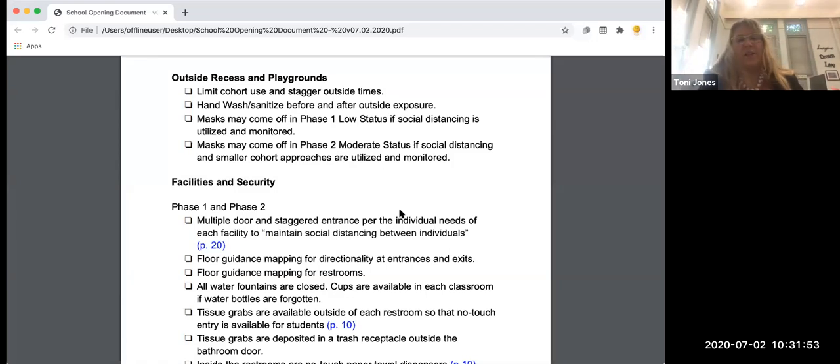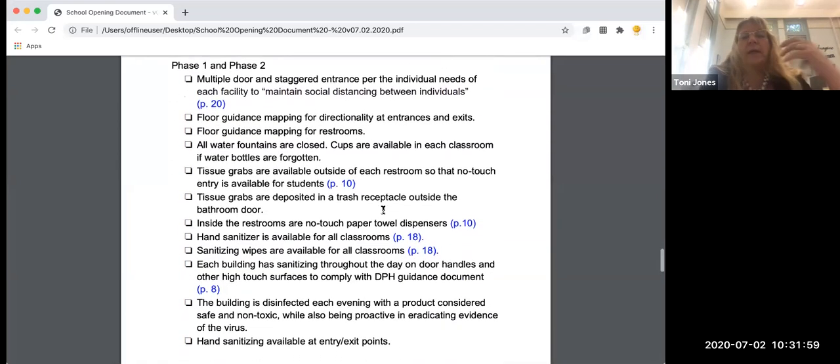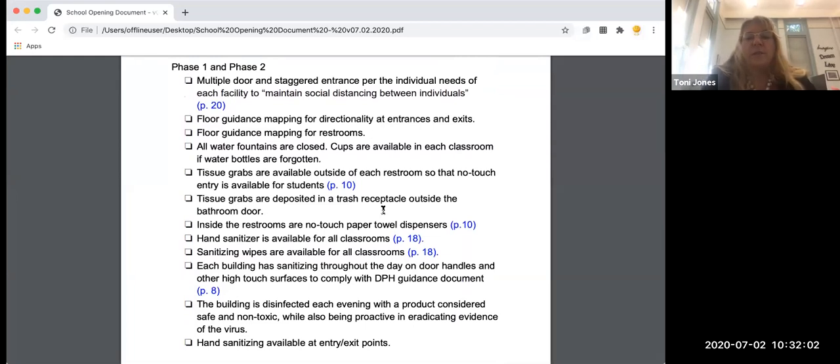For facilities and security, this is for phase 1 and phase 2. And again, a lot of these are requirements for us. The multiple door and staggered entrances for each facility. And again, this is to maintain social distancing between individuals. So the document in this instance doesn't say we must use multiple doors, but that's part of the guidance, that's one way you can maintain social distancing. So again, this will come back to each building, because all of our buildings are structured differently. They have different numbers of entry and exit points. And it could be a classroom that opens directly to the outside, that children can actually enter their classroom.